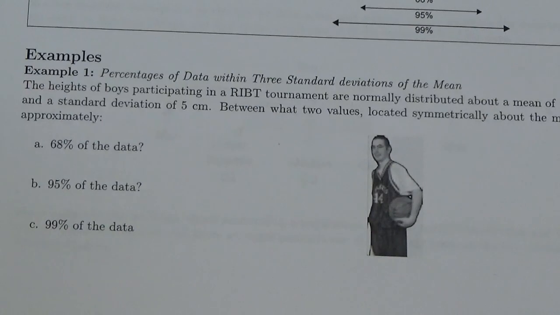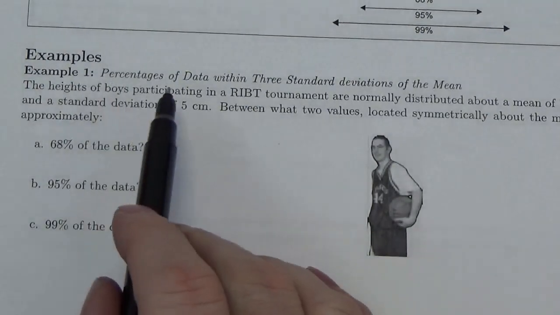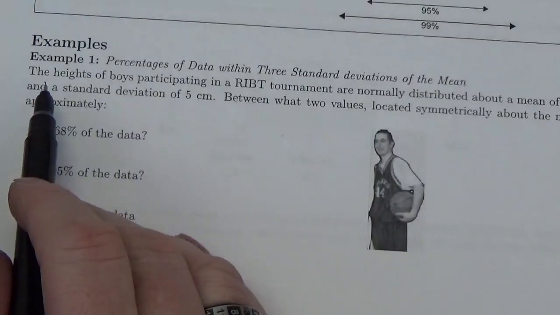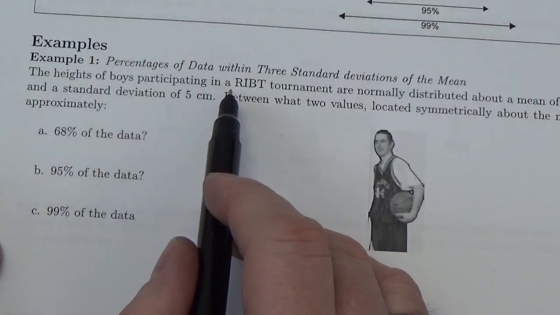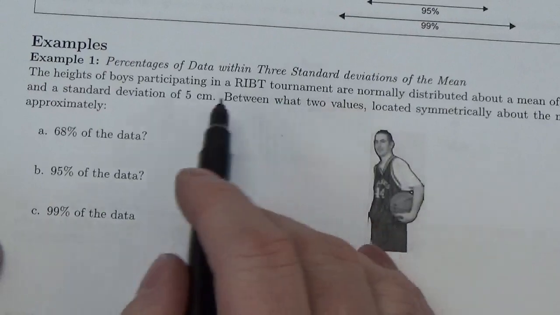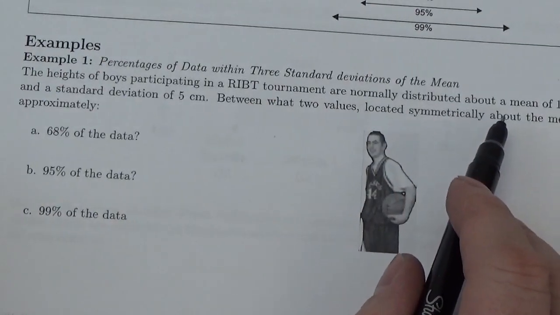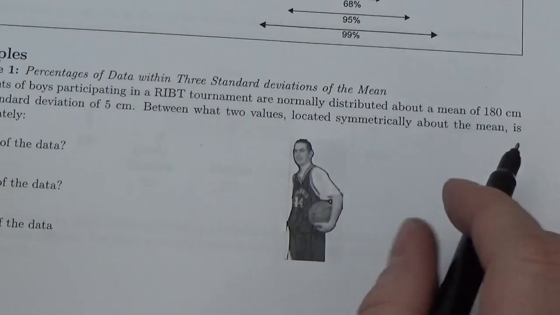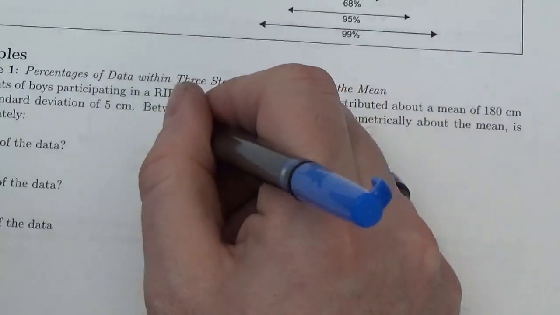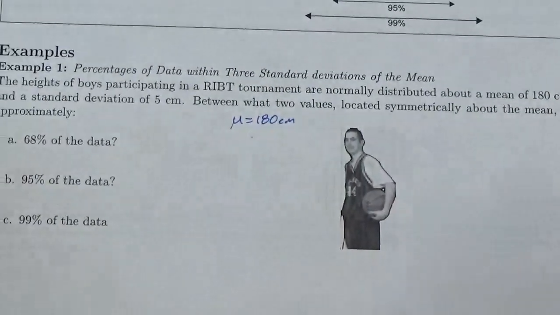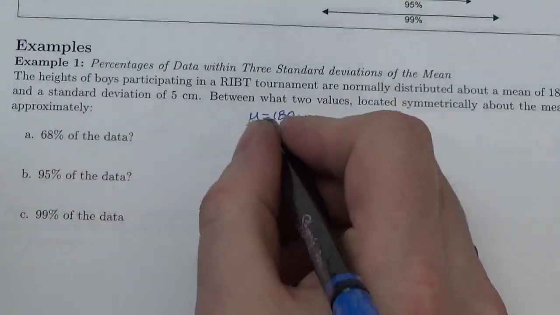Okay, so here's our question here. So percentages of data within 3 standard deviations of the mean. Well, that's where we're going to go to in a second here. But it says the heights of the boys participating in an RIBT tournament here. That's a basketball tournament locally here. Are normally distributed about a mean with 180 centimeters. Okay, the mean right here. The mean is 180 centimeters. That's important to know. And a standard deviation of 5 centimeters.